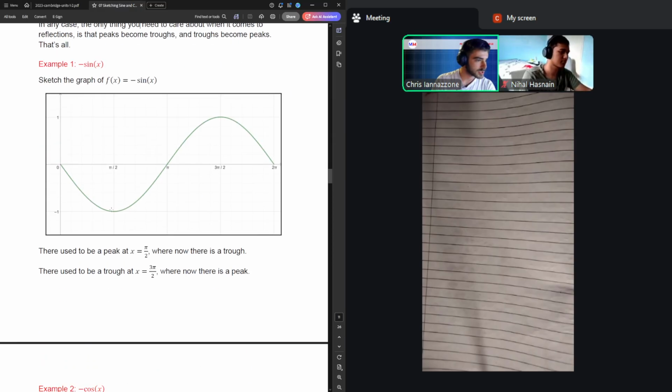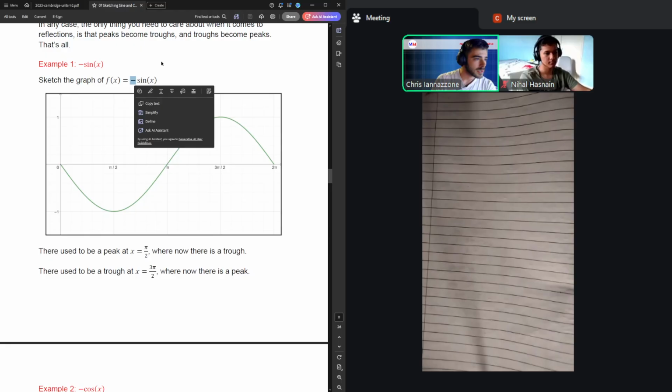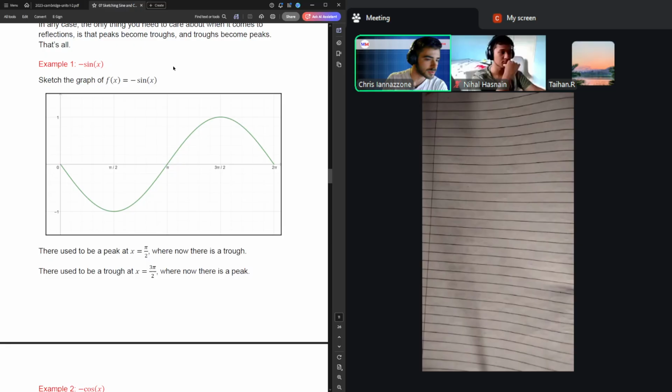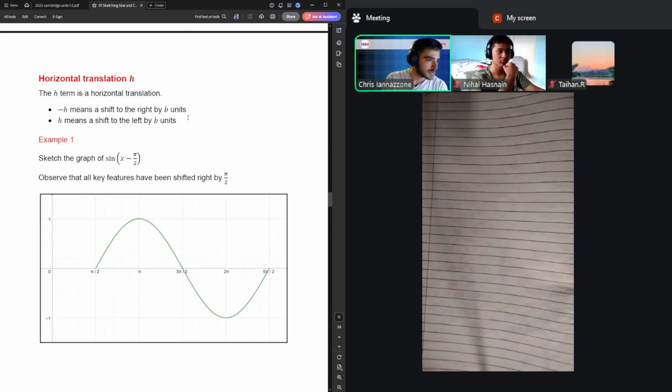Reflections, cool. Reflections work the same way as they always have. Fun fact for the circular function specifically, you only have a negative sign at the front rather than on the x. That's just because in a lot of circular functions, flipping horizontally doesn't necessarily do a whole lot, because it can be rewritten in a different way, which is a lot easier to interpret.